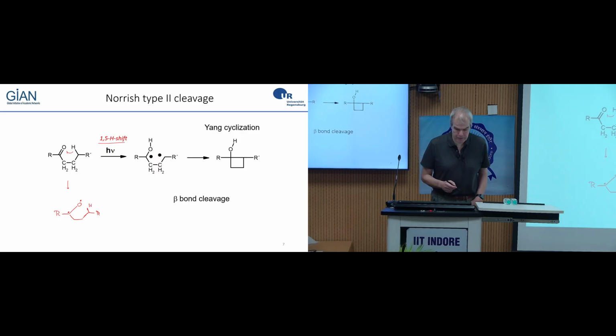So these 1,5 shifts are very typical, and you see what you're generating. You can see that you're forming a new diradical, right? You have transferred the hydrogen to the oxygen, and then you have a radical center on this carbon and a radical center on this carbon. And this can now do two things. It can do a radical coupling, and then again you form cyclobutanones.